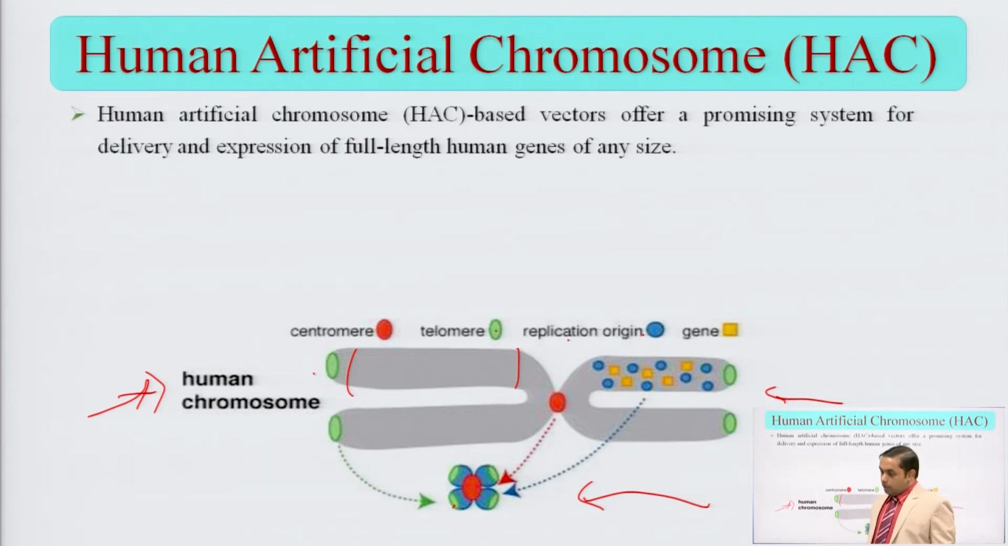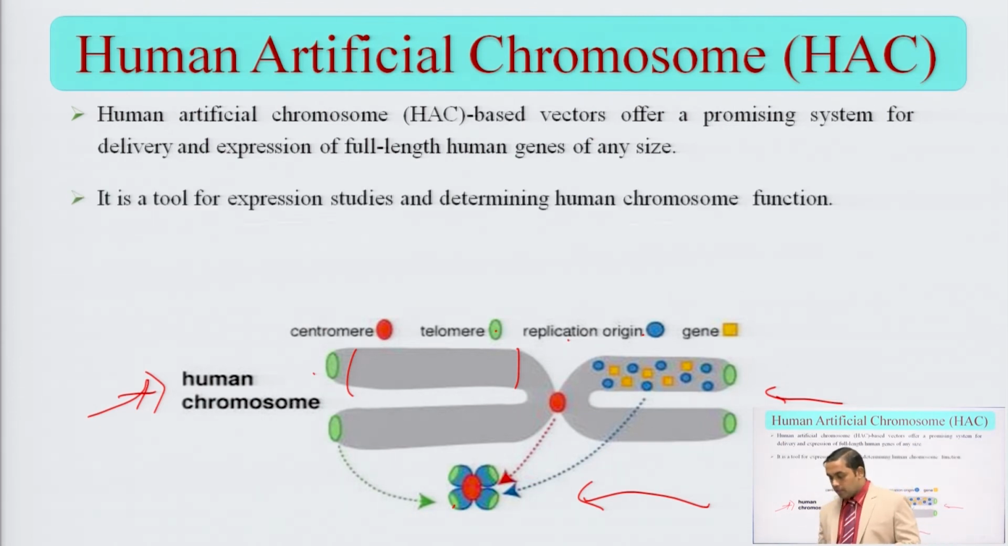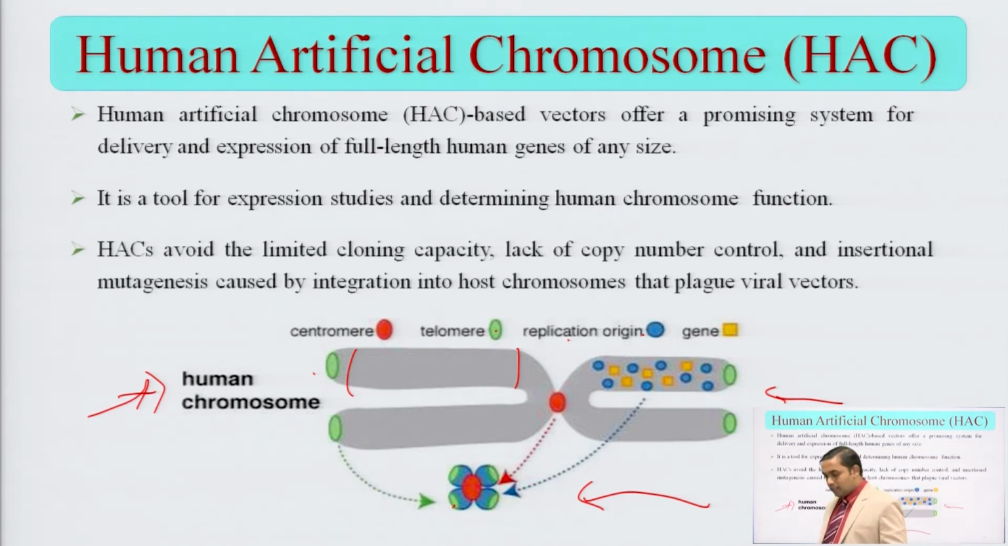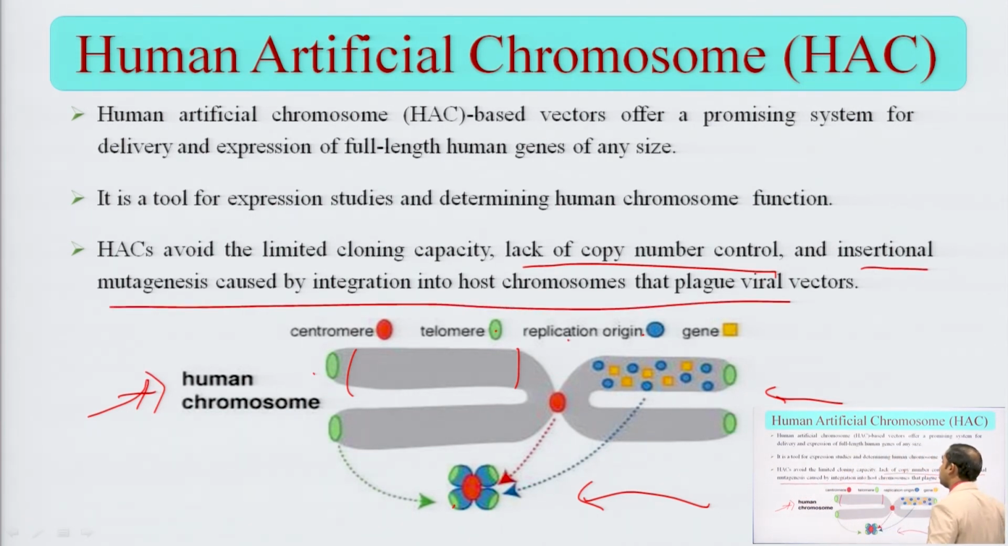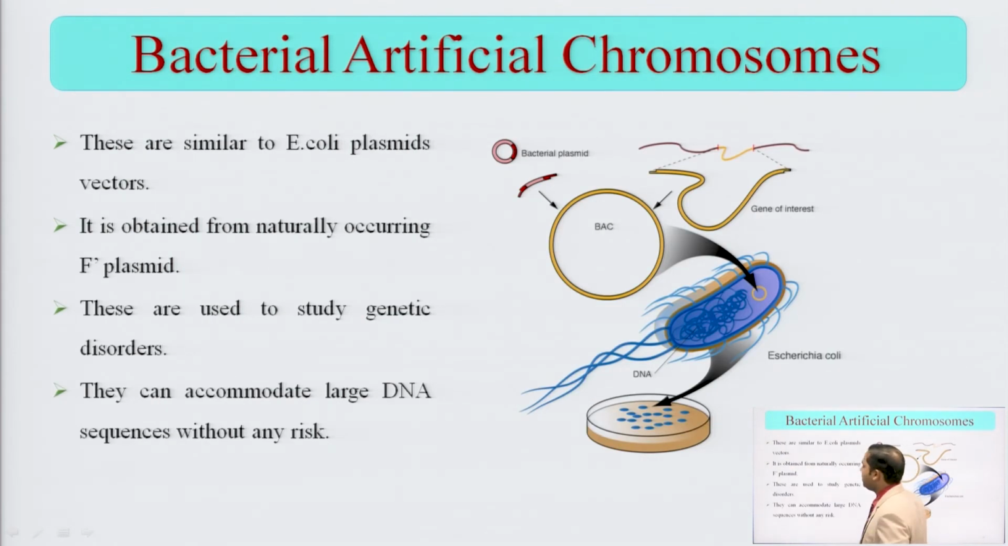Now, human artificial chromosome or HAC-based vectors offer a promising system for delivery and expression of full-length human genes or tiny-sized ones. It is a tool for expression studies or determining human chromosome function, and these kinds of artificial chromosomes avoid the limited cloning capacity, lack of copy number control, and insertional mutagenesis caused by integration into the host chromosome that plague viral vectors. This is something about the HAC.